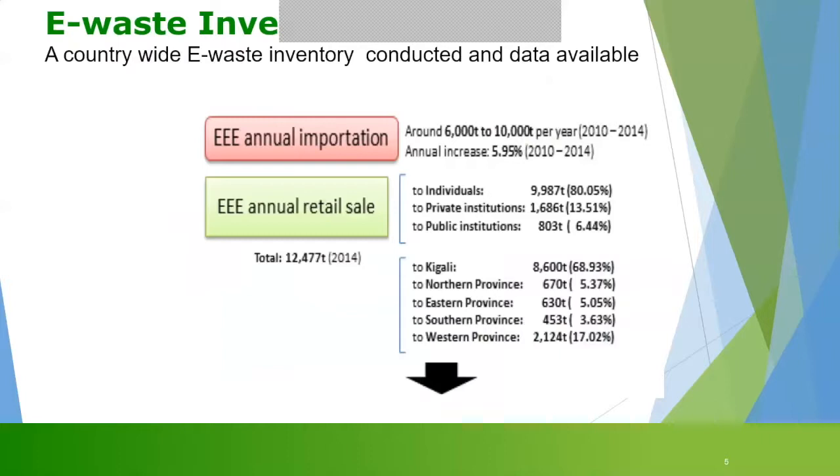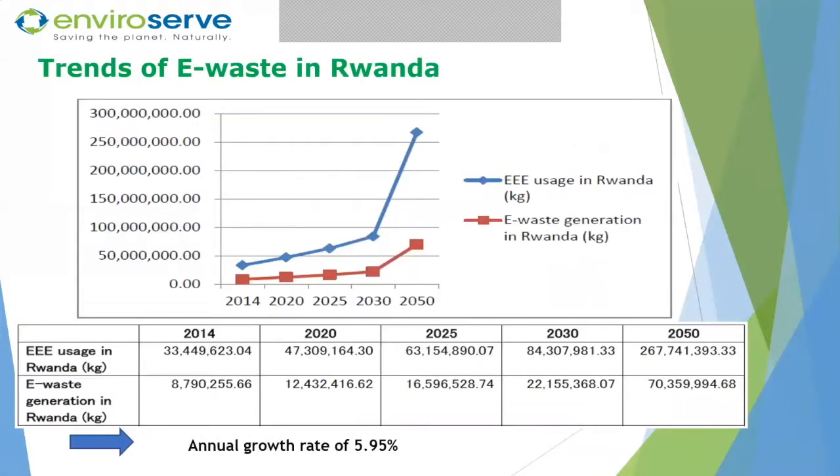So after identifying stakeholders, we did a countrywide inventory to know the quantities that are being generated in Rwanda per year, and of course future projections. We were looking at different districts for us to be able to plan for the collection centers. We saw that Rwanda, a small country, was generating around 10,000 to 15,000 tons per year of e-waste, with an annual growth of almost 8%. So the data on e-waste generation helped us to set up the plant.